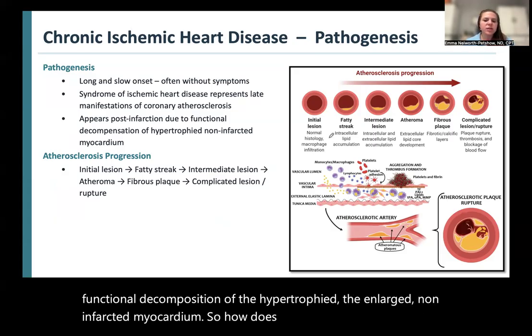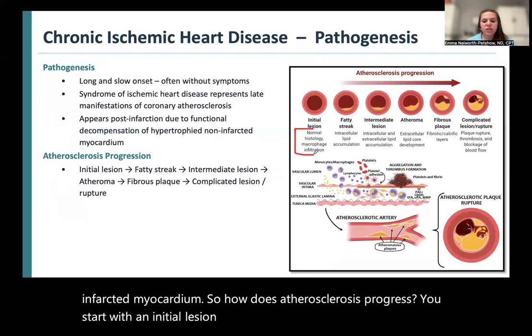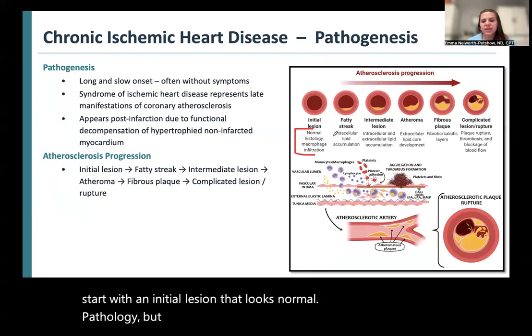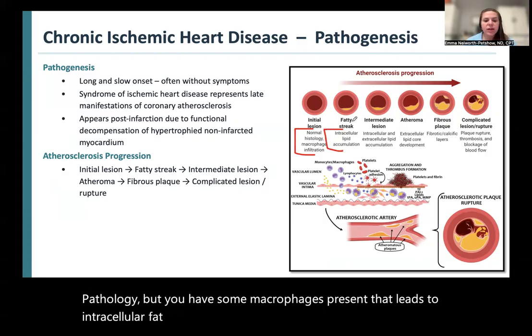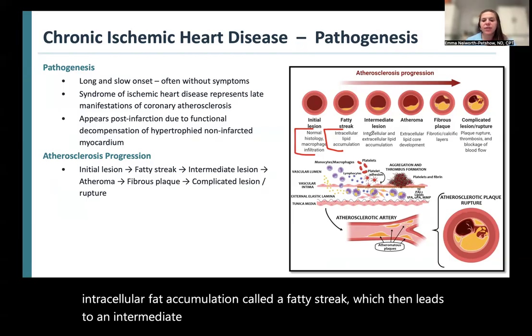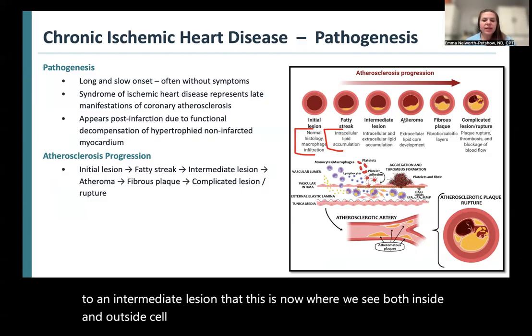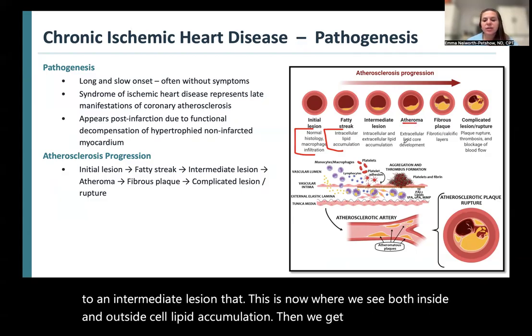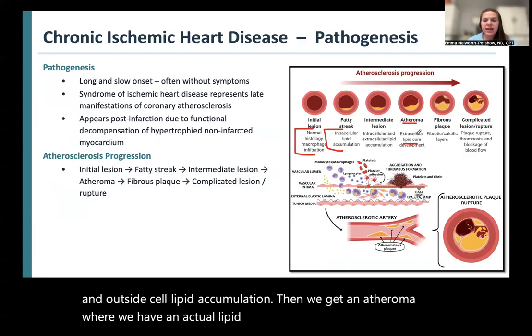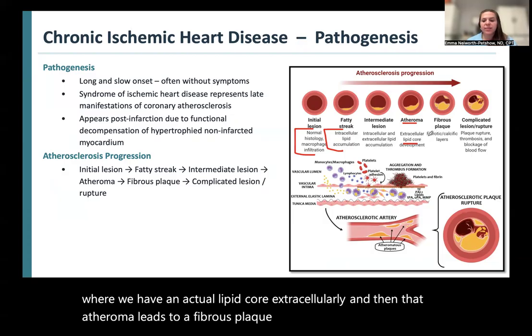You start with an initial lesion that looks normal histologically, but you have some macrophages present. That leads to intracellular fat accumulation called a fatty streak, which then leads to an intermediate lesion. This is now where we see both inside and outside cell lipid accumulation. Then we get an atheroma, where we have an actual lipid core extracellularly. And then that atheroma leads to a fibrous plaque, where that lipid core becomes fibrosed or calcified.